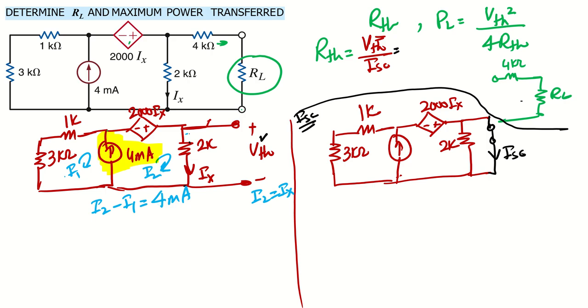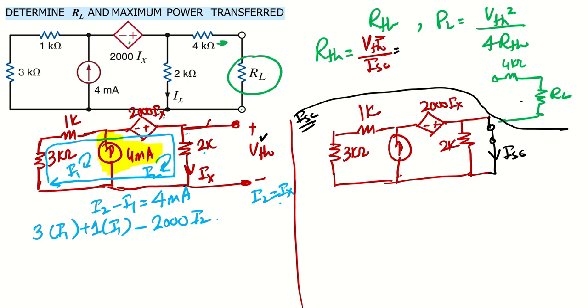Then we can write one equation for this whole super loop. Starting from here, what will that be? 3 times I1, then plus 1 times I1, then minus 2000 times Ix. Ix is basically I2, right? So I2, then 2 times Ix, where Ix is I2, is equal to 0. Okay, so this is the equation for this complete loop.